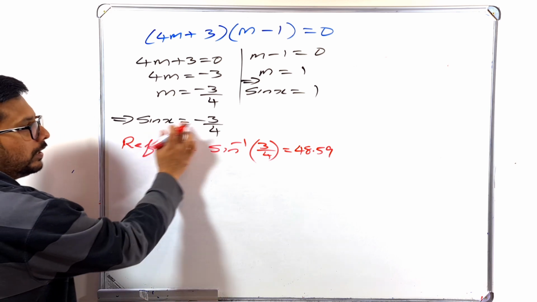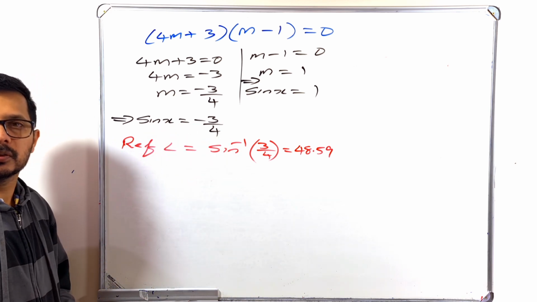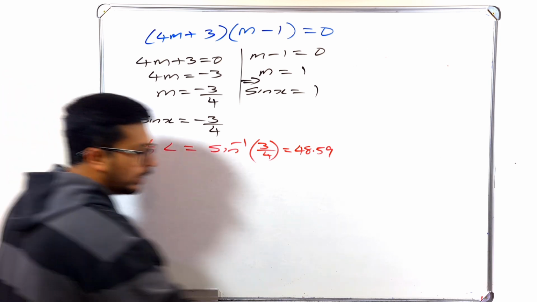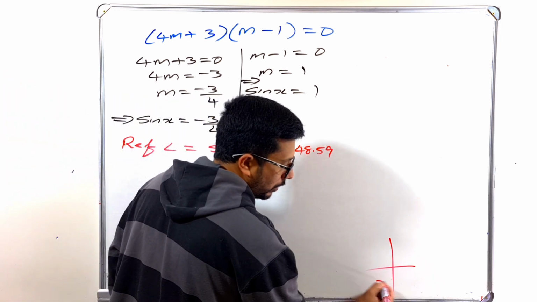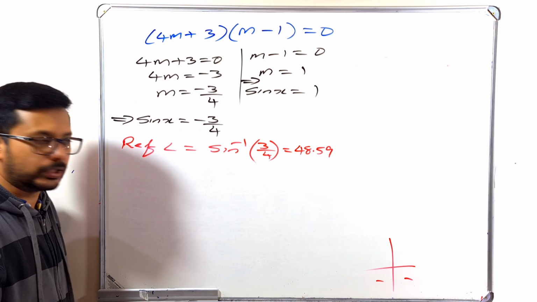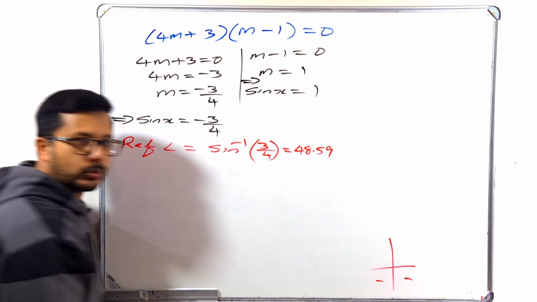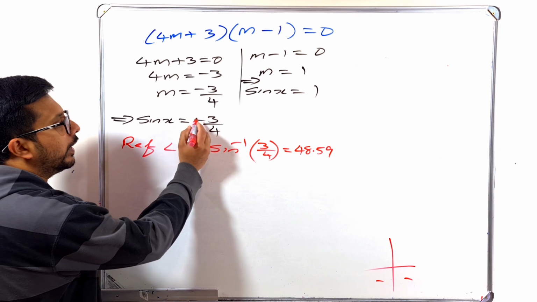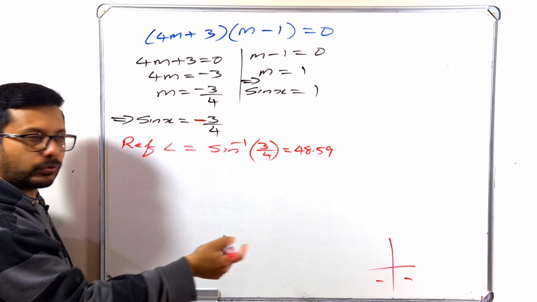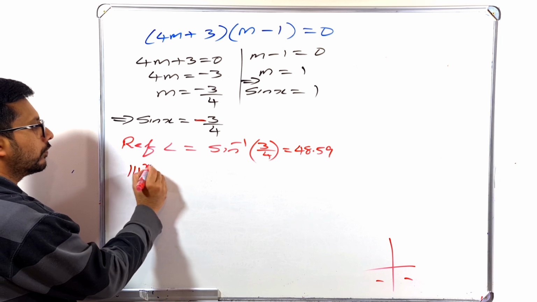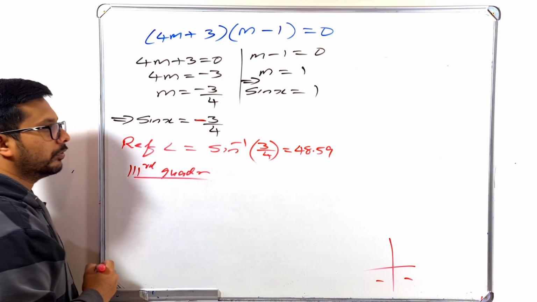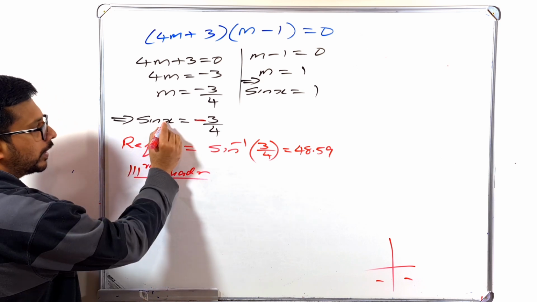Sine is negative in which quadrants? Sine is negative in the third and fourth quadrants. Am I right? Here all positive, here sine positive. So sine is negative, can you see negative here? So that is the third and fourth quadrant. So we have to find the third quadrant first. Third quadrant, how can you write? Here the angle is x.